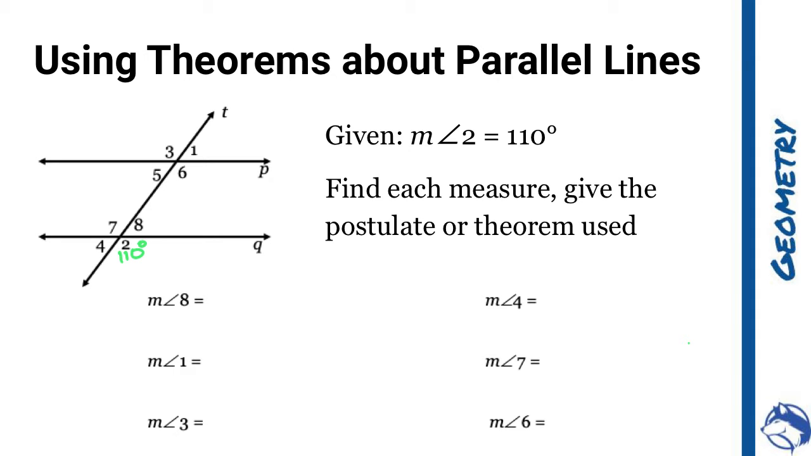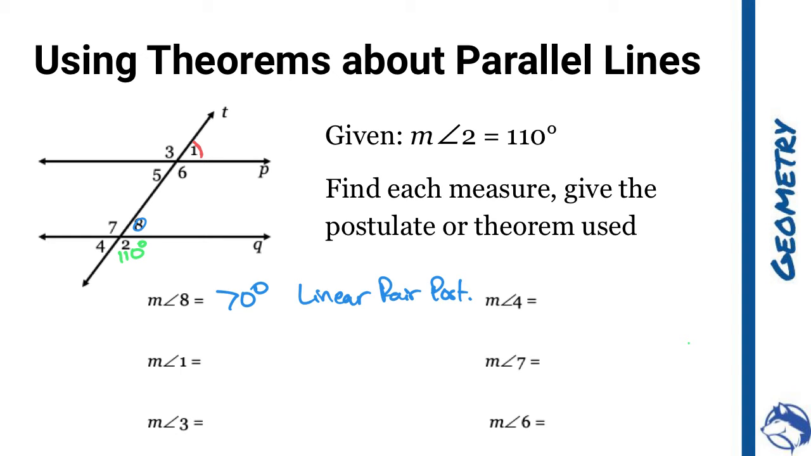So the measure of angle 8, this is over here, so angle 8 and angle 2. The measure has to do with it being supplementary, and the reason why we know it's supplementary is because it is a linear pair. So 110 is subtracted from 180, and we are left with 70 degrees. And then we just write linear pair postulate. And it's okay to abbreviate words like postulate and theorem, and you'll get the hang of what I'm writing here.